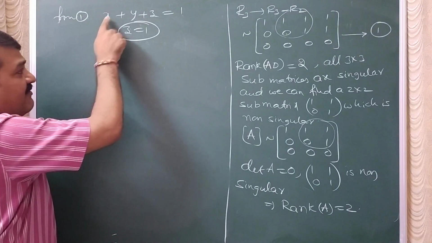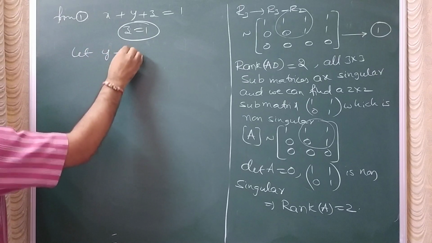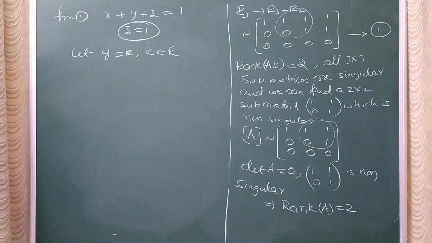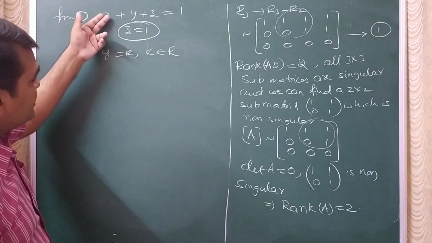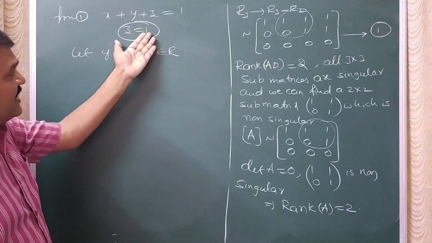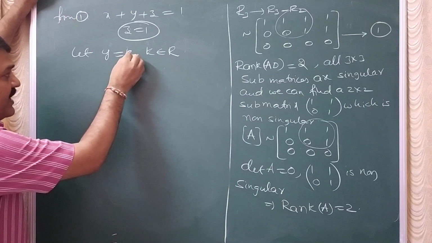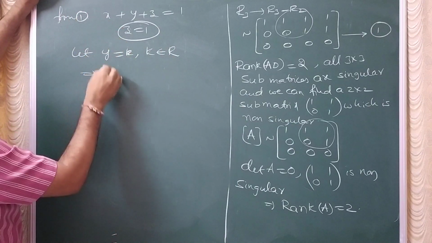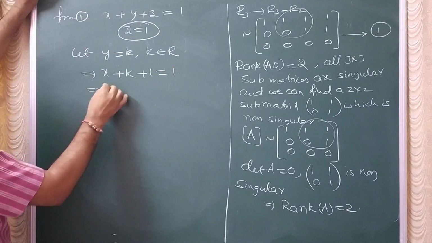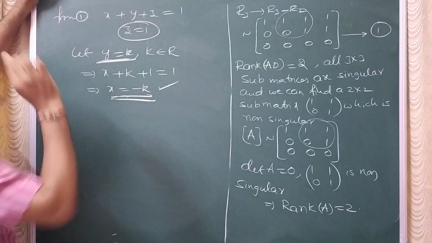Now, to get the values of x and y also, I am taking y is equal to k. That is, I will try to write the x and y values in terms of k, because we cannot solve otherwise; we don't have any information. Only z is equal to 1 is there. So if I substitute, x plus y is 0, I can't solve that. So I am taking y is equal to k. Substitute in this: x plus k plus 1 is equal to 1. You will get x is equal to minus k. So if y is taken as k, you are getting x as minus k.